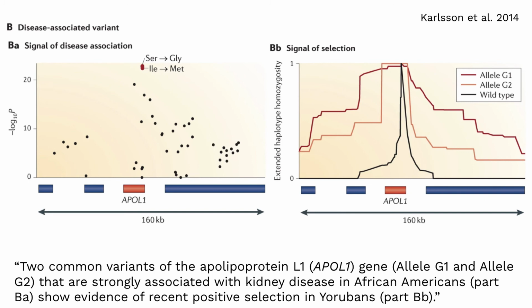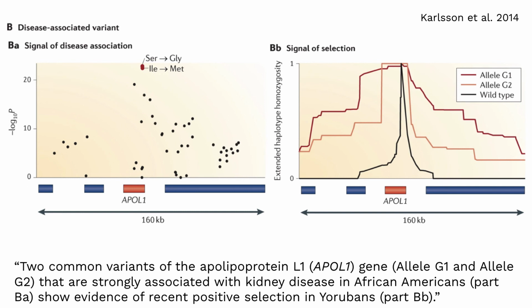So here's an example from one of the readings. On your left, you see that same GWAS value that we just talked about, indicating the strength of association of different variants for, in this case, kidney disease in African Americans. And you'll see that one particular variant is quite high. That's right over this gene, apolipoprotein L1. So there's some evidence that there might be an association.